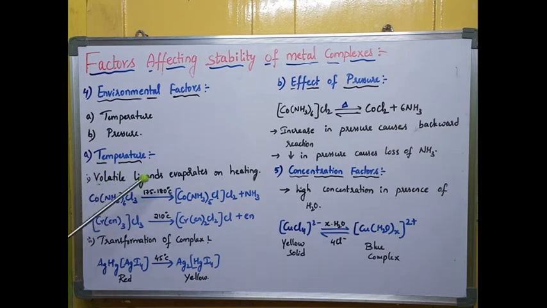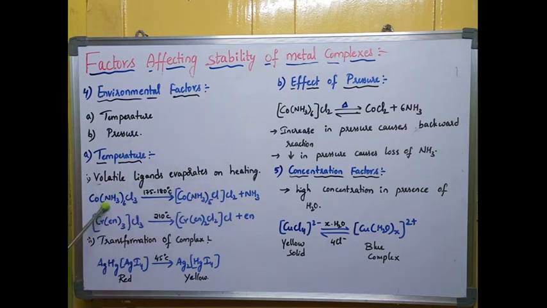So if I observe this reaction, the temperature effects on a complex will be of two main types. It may lead to evaporation, otherwise it may lead to transformation. Transformation means a change in the complex. So evaporation means what? I am taking a complex and heating it at high temperature. If I heat at high temperature, evaporation takes place.